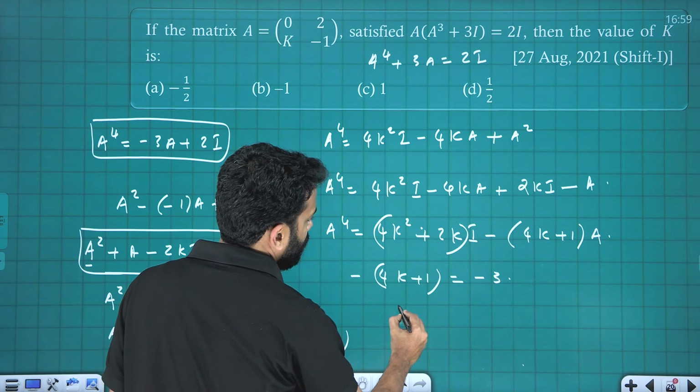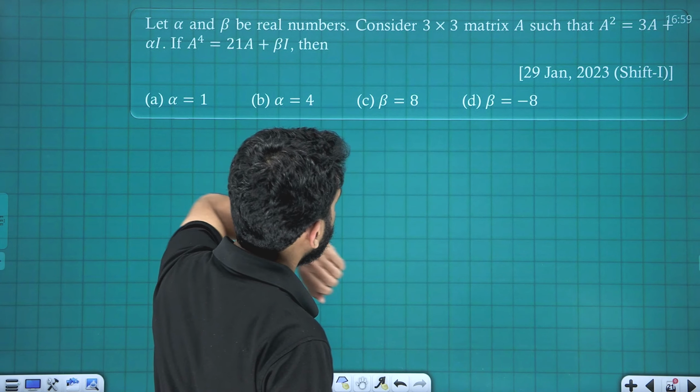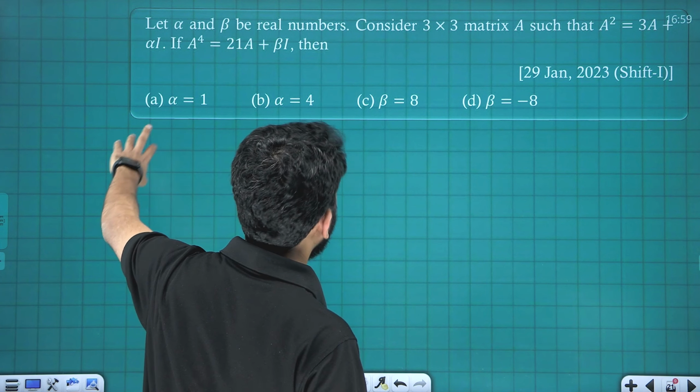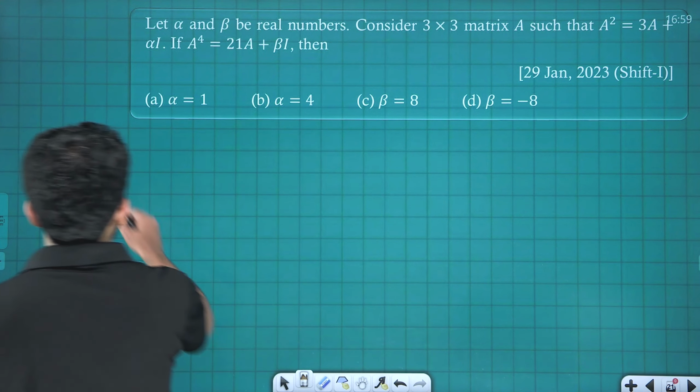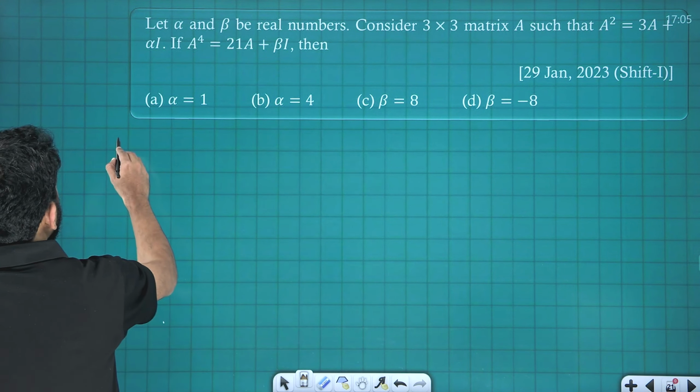If alpha and beta are real numbers and consider a matrix A such that A square is equal to 3A plus alpha I, like in the Cayley-Hamilton theorem, they have stated like this, and A raised to 4 is also given. That is, A raised to 4 is 21A plus beta I. Let's try to find out. So there is nothing to discuss here. This problem is exactly similar to the previous problem.